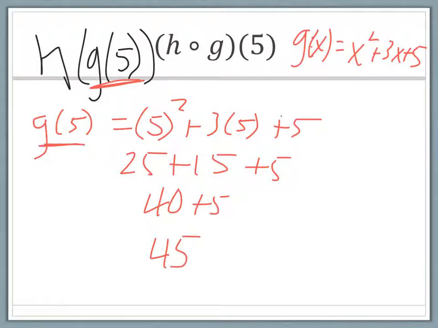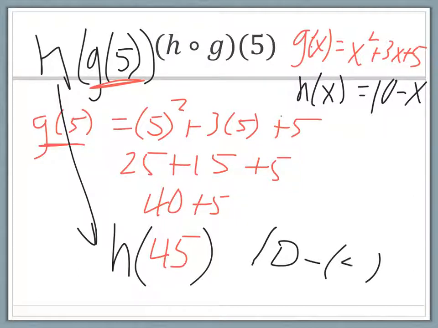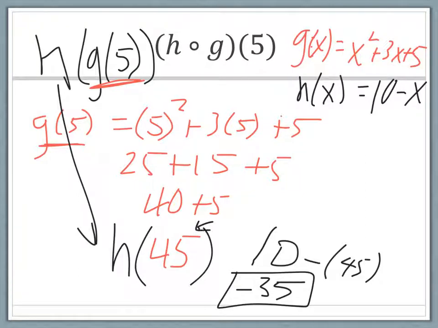So now we're going to bring down this h. We're going to do h of 45. Remember our h of x was 10 minus x. So h of 45 would be 10 minus, and then for x we plug in 45. So 10 minus 45 gives us negative 35. That is our final answer. Be careful. Some people want to stop at that 45, but you have to take that answer and plug it into your next one. So this right here is our final answer, that negative 35.